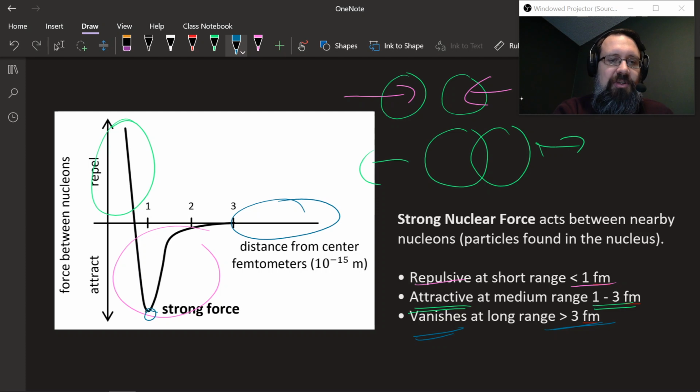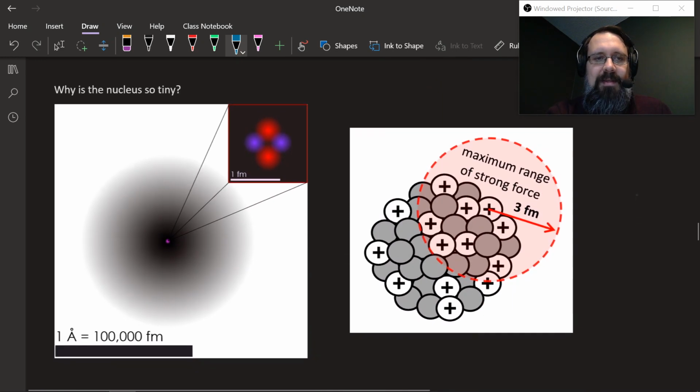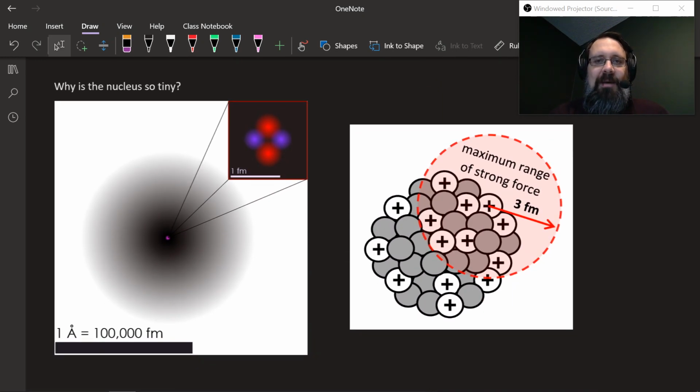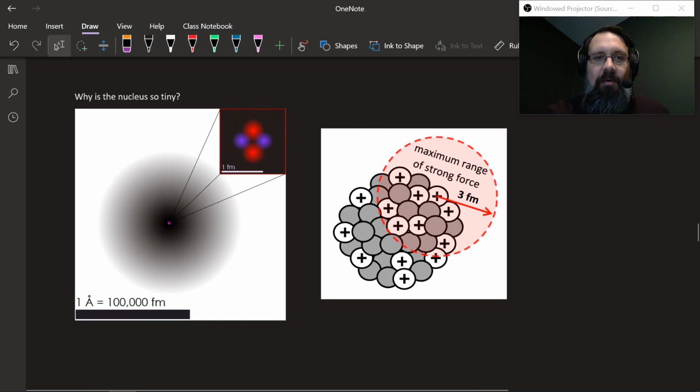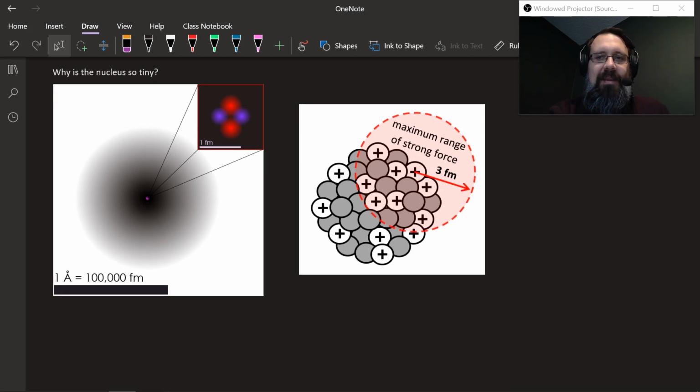So the strong force is extremely strong when it's holding nucleons together, but if you get too far away, it gets really weak. This answers the question: why is the nucleus so tiny? Because the strong force has such a short range. It holds the nucleus together, but because of its extremely short range, the nucleus can't be bigger than about a dozen femtometers. That's why you don't see big nuclei: the force that holds the nucleus together doesn't act at those long ranges, so it cannot hold the nucleus together.